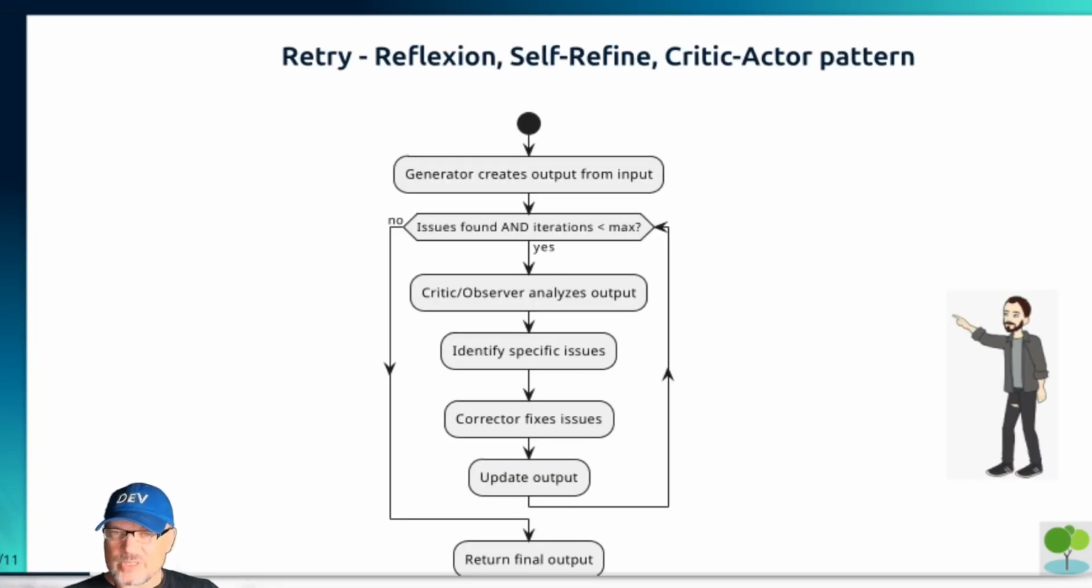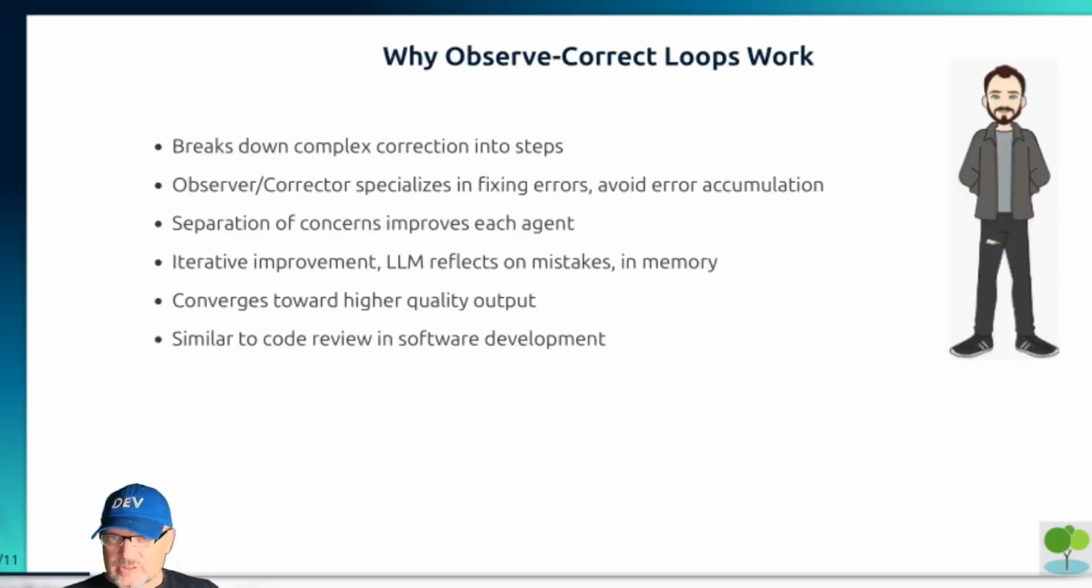Another pattern is the retry pattern. It's also called reflection, self-refine or critic-actor pattern. When we have an input, our LLM generates an output. Then the critic observer analyzes the output, and when it finds an issue, it identifies the issue, tries to fix it, and updates the output accordingly. Then it goes into a loop and tries again and again to increase the accuracy or correctness of the final output, which is returned at least after a maximum number of iterations.